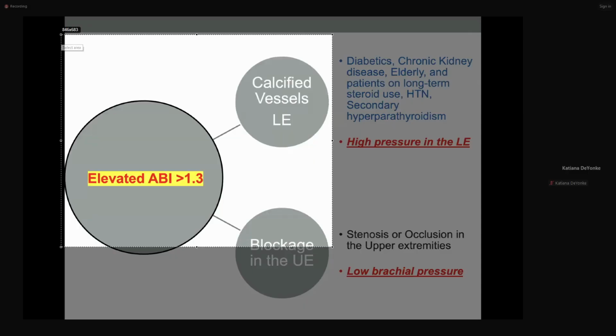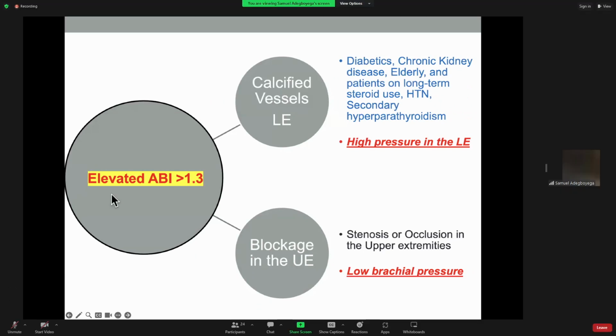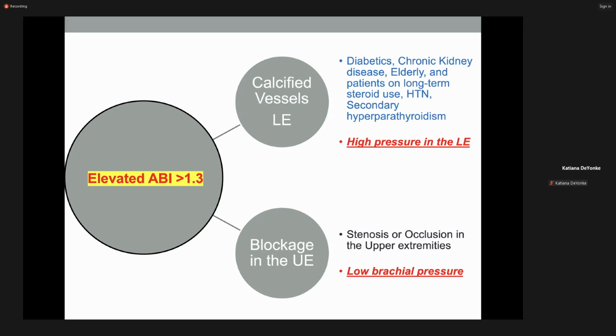So what would give it away that our patient is having an elevated ABI? I'll give you a scenario. Number one, a patient that has calcified vessels. True or false? True. A patient that has diabetes with neuropathy could have an elevated ABI. True or false? True. Exactly. Good. This one's very tricky.